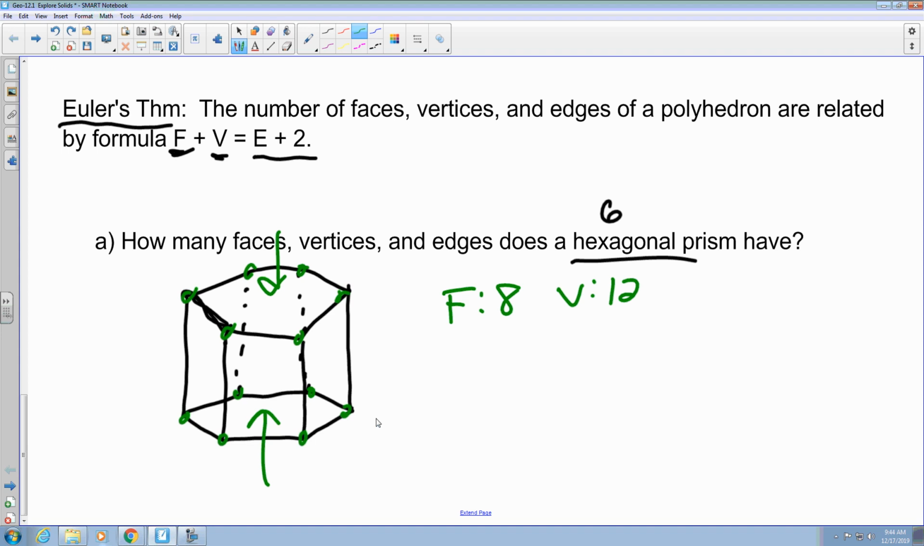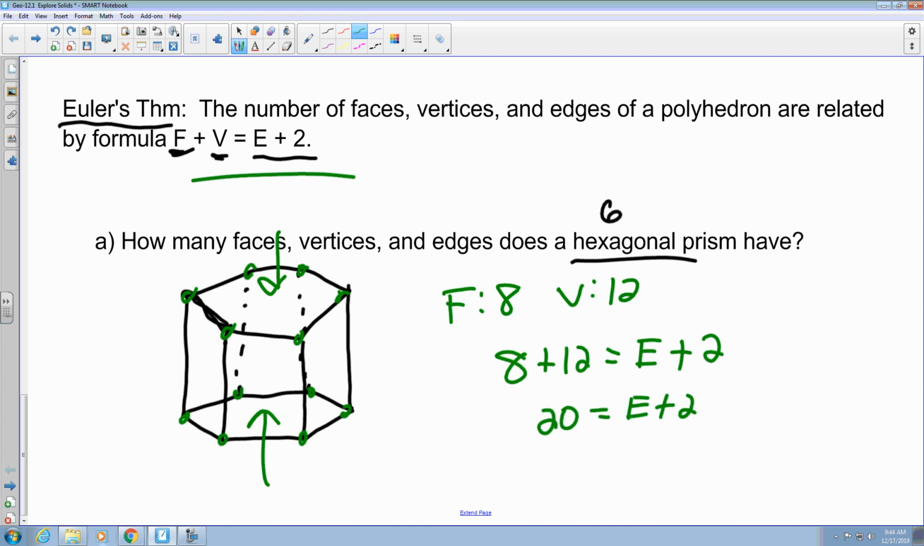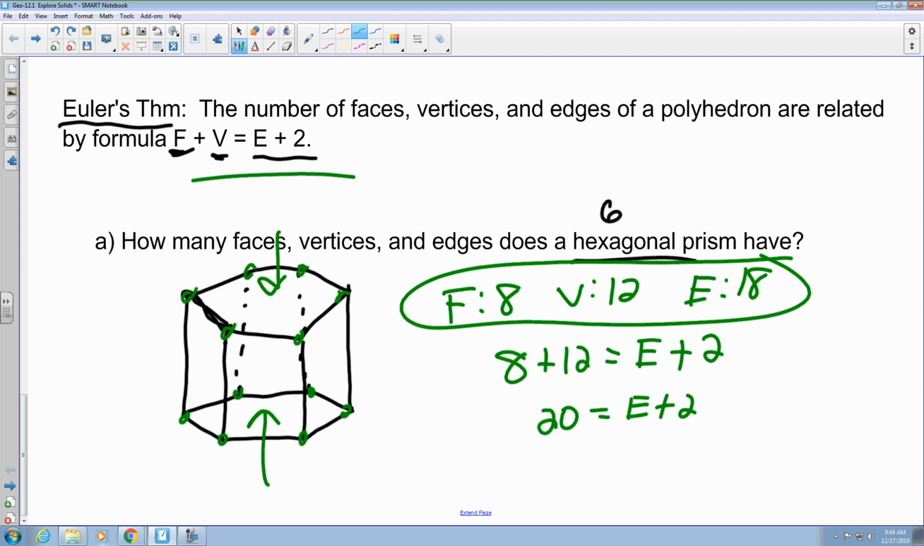Now from here, we can implement Euler's theorem and say, okay, I got 8 plus 12. That's going to be equal to however many edges it has plus 2. So this gives me 20 is equal to E plus 2. Subtract 2 from both sides. That means that there is going to be 18 edges.